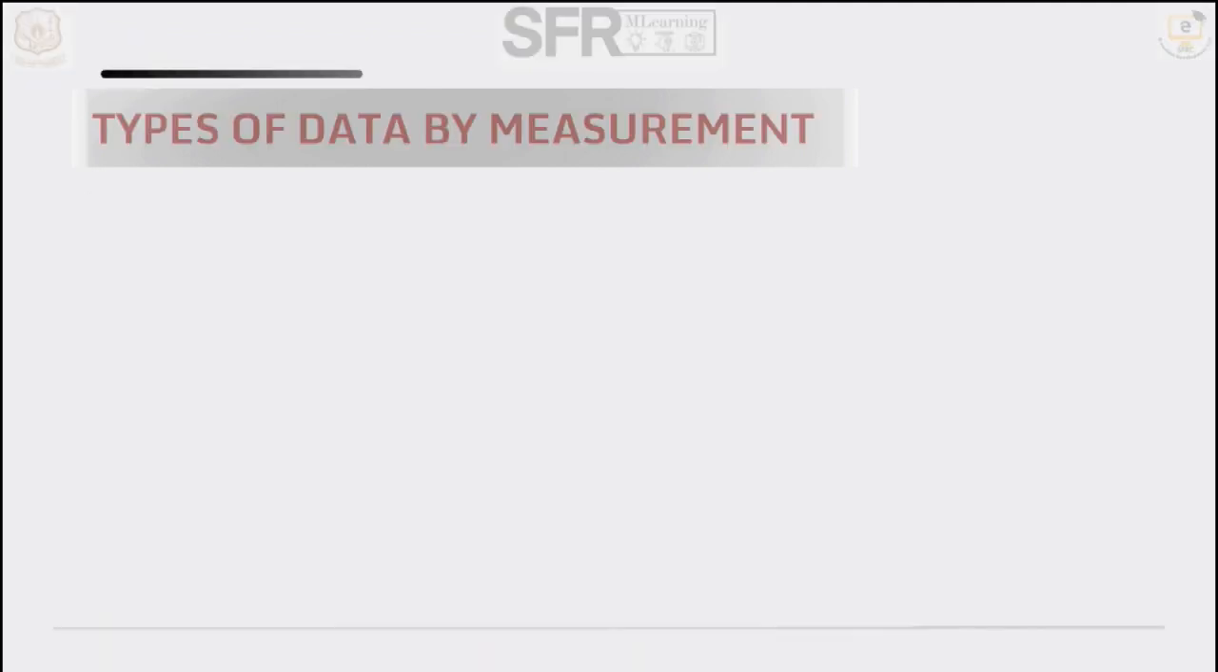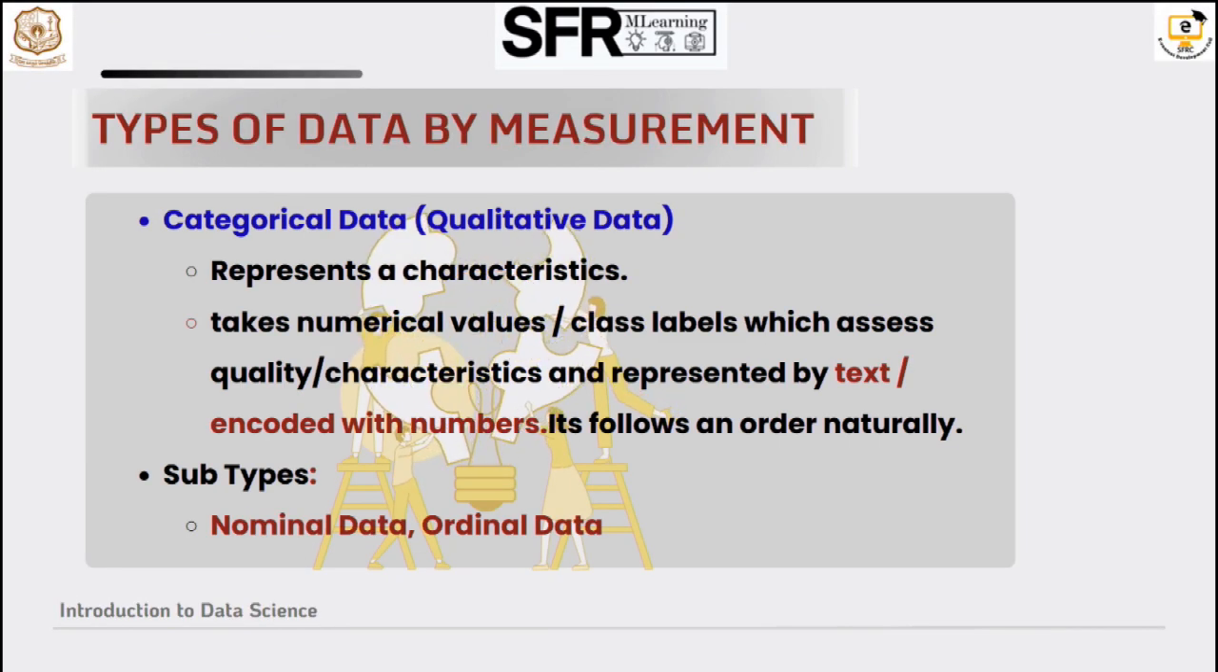The next data type is categorical data. Categorical data is also called qualitative data. Qualitative means it's assessing the quality of the data, right? It represents the characteristics of the data, also called class labels. It is used for assessing the quality or the characteristics of the data. It may be represented as text or an encoded number, both are accepted, okay. But it follows an order. In the previous type we saw that it's not following any order, but here it's following an order naturally.